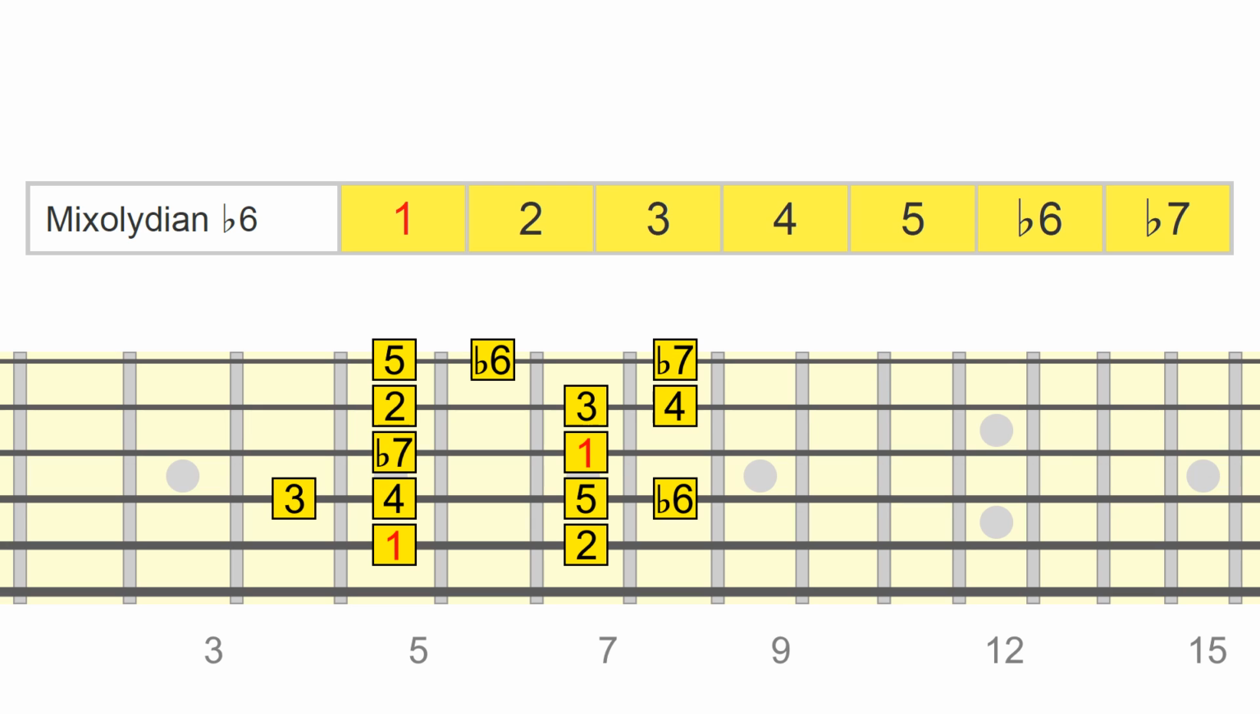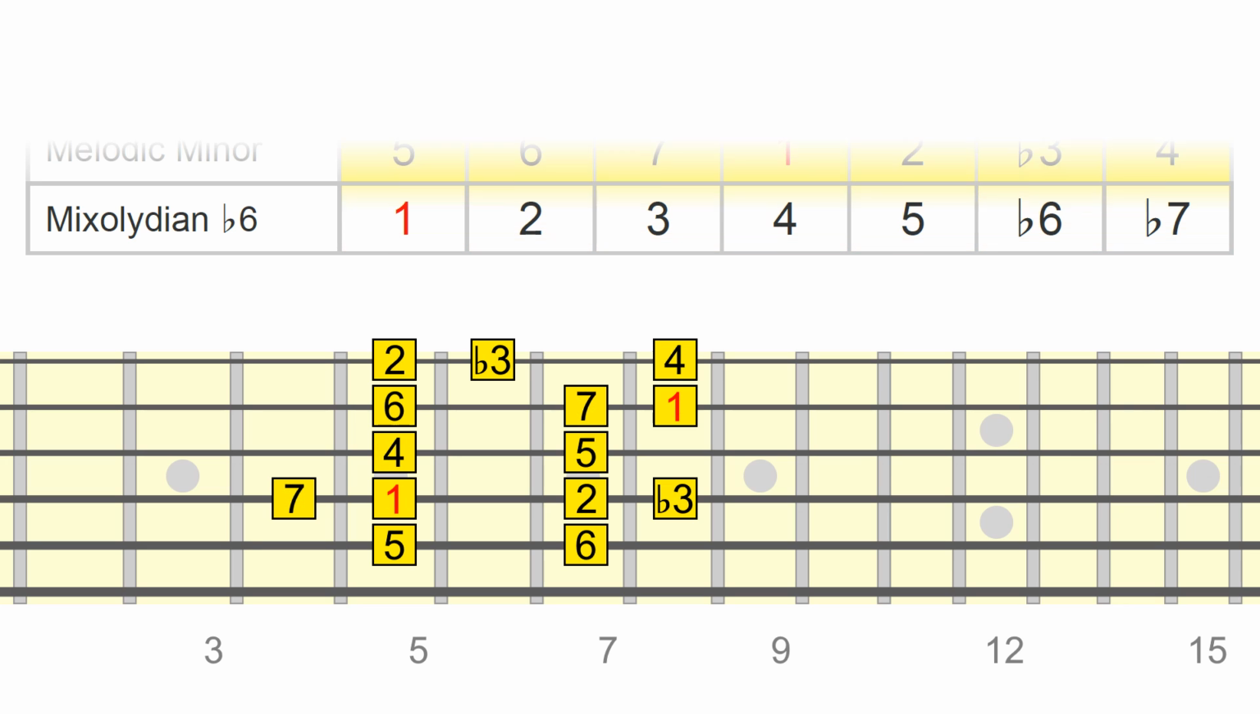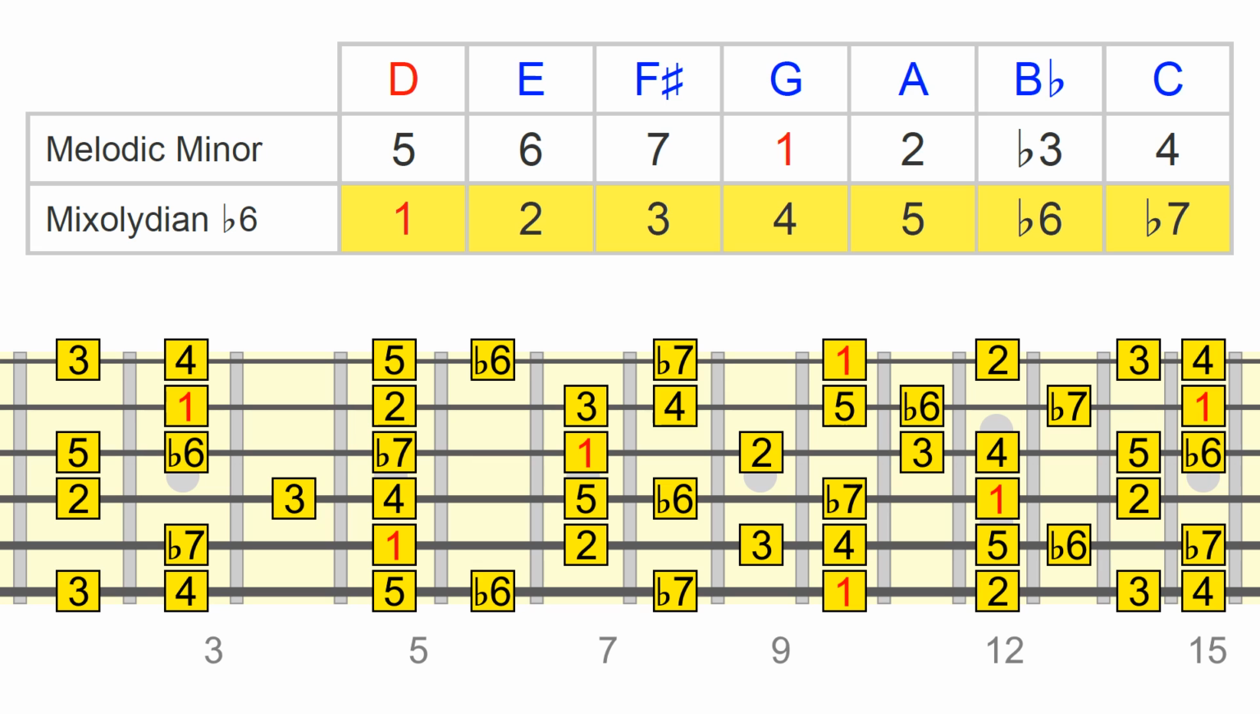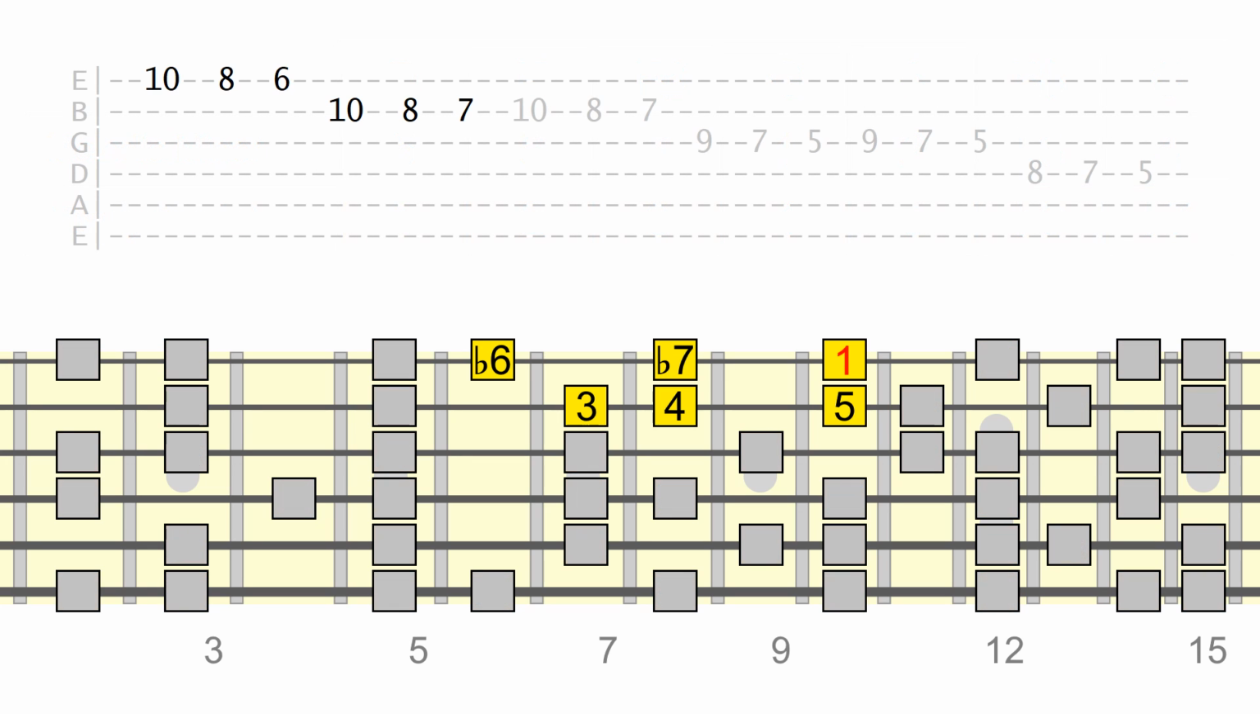As it's the 5th mode, it starts on the 5th degree of its parent melodic minor. Therefore, to play D Mixolydian flat 6, for example, we'd use a G melodic minor pattern. Here I'm playing it over D7.